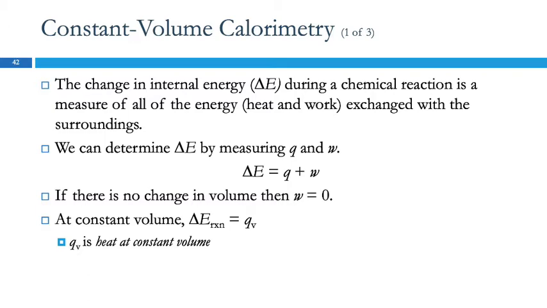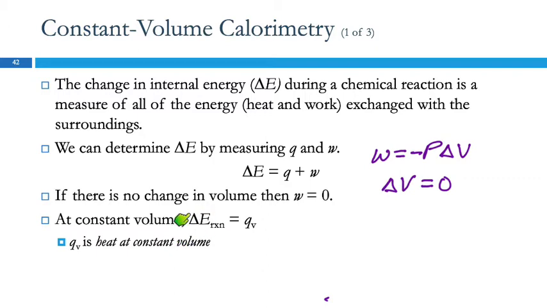So the change in internal energy during a chemical reaction is the sum of all the heat and work, right? All the energy exchanged. And so we looked at this equation, change in internal energy is Q plus W. Well, if we set things up so there's no change in volume, so we said that work was equal to negative P delta V. What happens if delta V is 0? Then work is 0, right? And poof, it goes away and we don't have to worry about it.